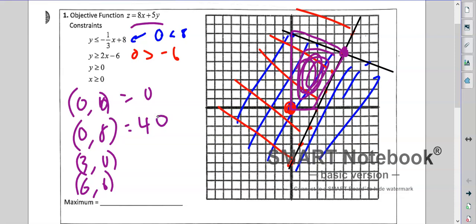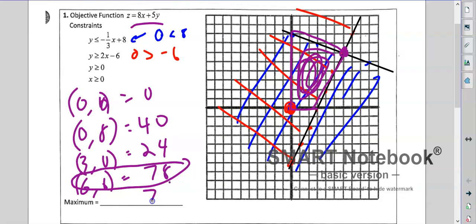And then 3 times 8 is 24, and 0 times 5 is 0. And then 6 times 8 is 48. 6 times 5 is 30. 48 plus 30 is 78. So my maximum is 78. And I'm going to say it's at 6, 6.